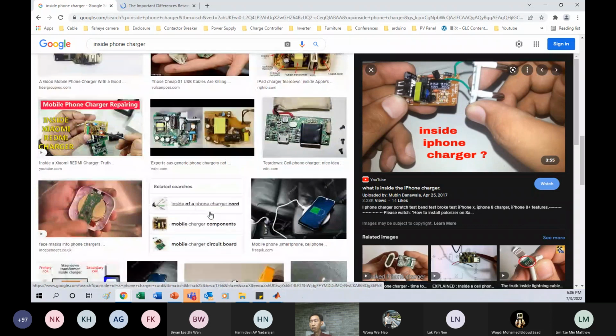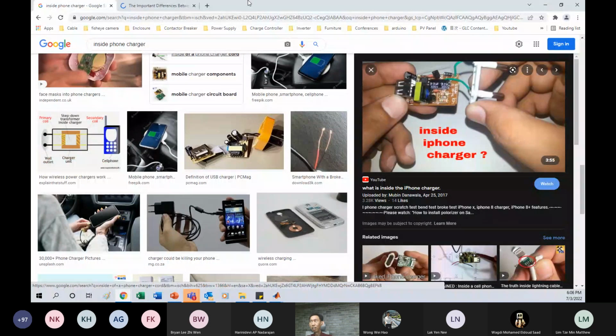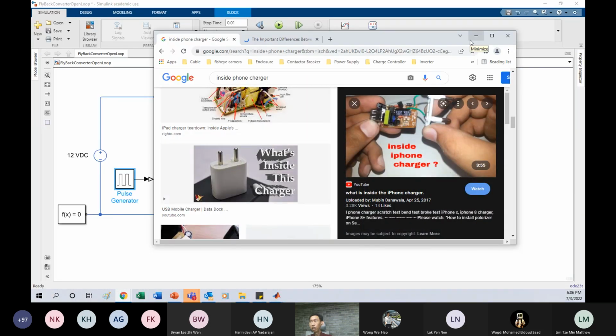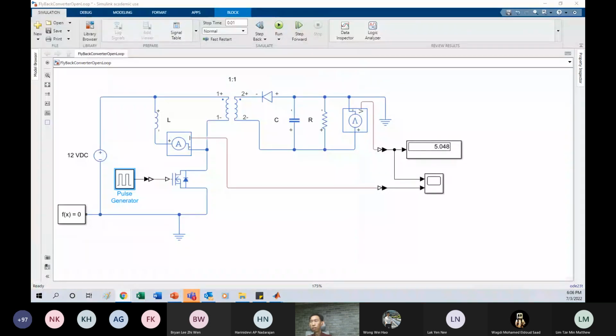So this is the most widely applicable DC-DC converter nowadays. I mean, almost 90% of the charger circuits are using this flyback, because of the ease of use of this transformer. You can actually buy this transformer. There are data sheets around.